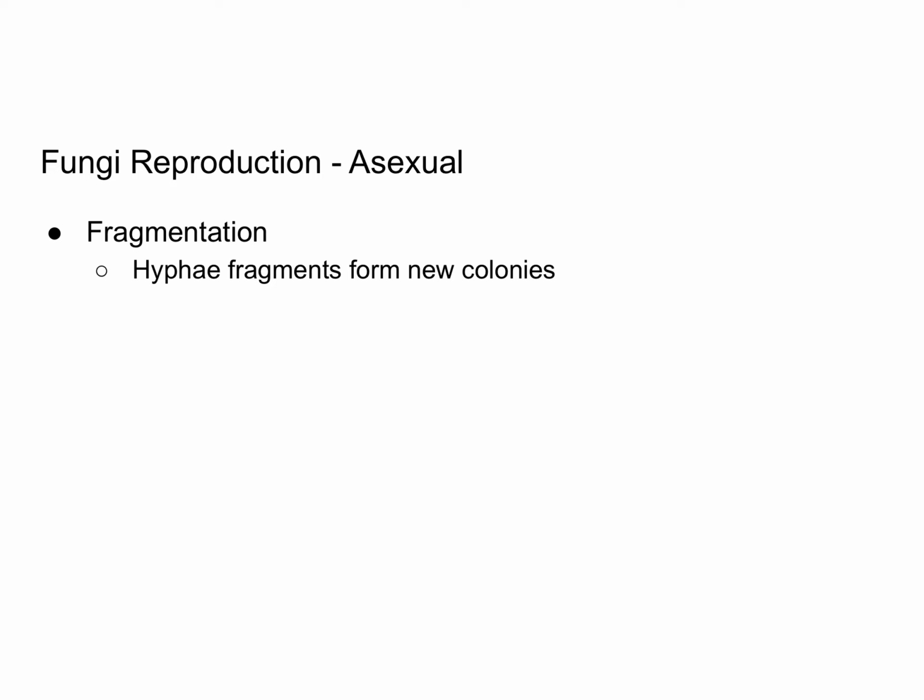So the first form of asexual reproduction we're going to talk about is known as fragmentation. And so what happens, if you recall, we talked about having this mushroom, and then we have the hyphae, which are these string-like things underground that form the mycelium. Remember that these hyphae are made up of cells.